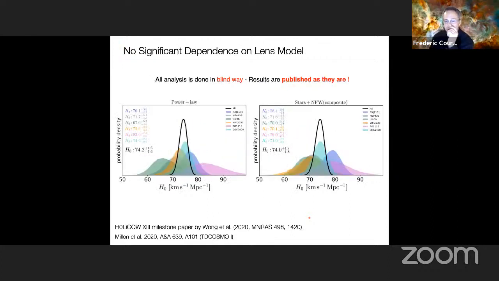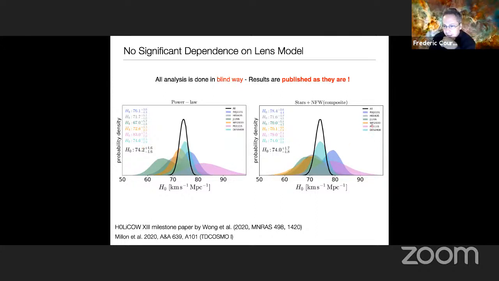Now, we do this in a blind way. It means that in none of the steps in the analysis do we see the H0 value we will get. So all this is blinded. It's centered on 0 during the analysis. Then we unblind and we publish things as they are. And so far we did this 6 times in a row, plus we added a new lens recently.